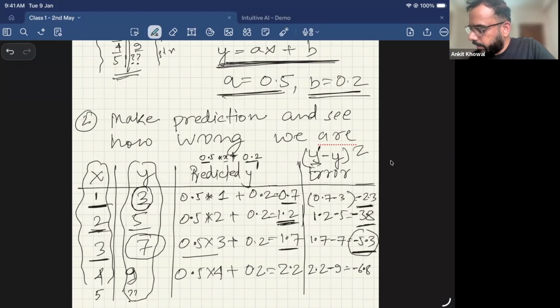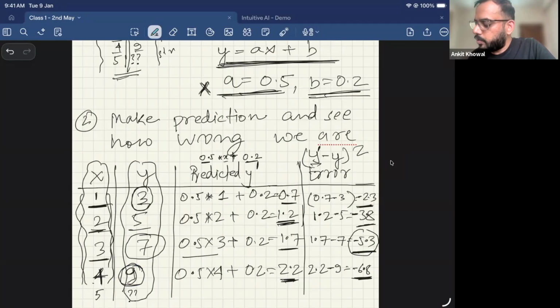Similarly for 4, if I substitute this value, I get this, but the user has provided me the data that when X is equal to 4, the output should be 9. So I'm wrong by this number, right? So I know that for each of the data points, I'm getting wrong values. A 0.5 and B 0.2 is not the right answer. I still know the equation could be the pattern, but this is not the right answer.